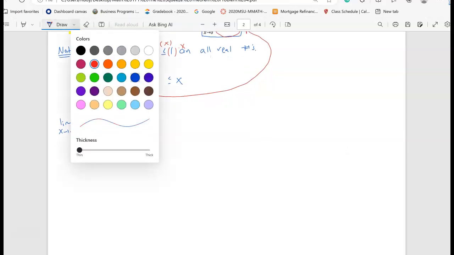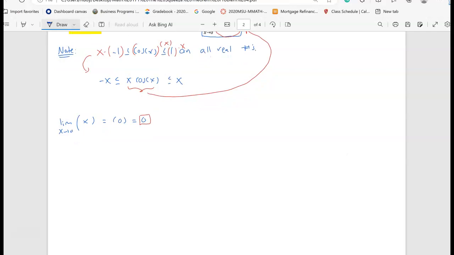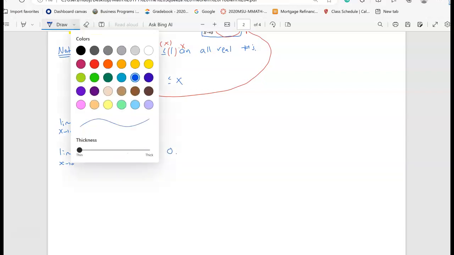And then we're going to evaluate the limit for the other end. So in this case, we're going to be evaluating it for -x. So this will be the limit as x approaches 0 of -x. And in this case, you're going to get -0 or technically 0.